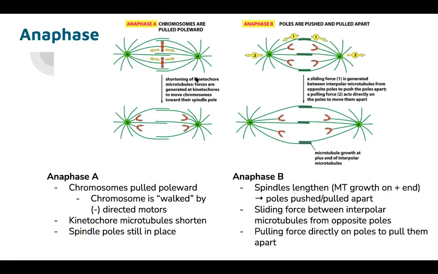So anaphase A is the kinetochore microtubules, and then anaphase B, I believe, is these microtubules here. And so the spindles lengthen and they're growing on the plus end, which causes the poles to be pushed apart from each other. And this sliding force between interpolar microtubules is from the opposite poles. And so this pulling force is directly on the poles to pull them apart. Does anybody have any questions on that?